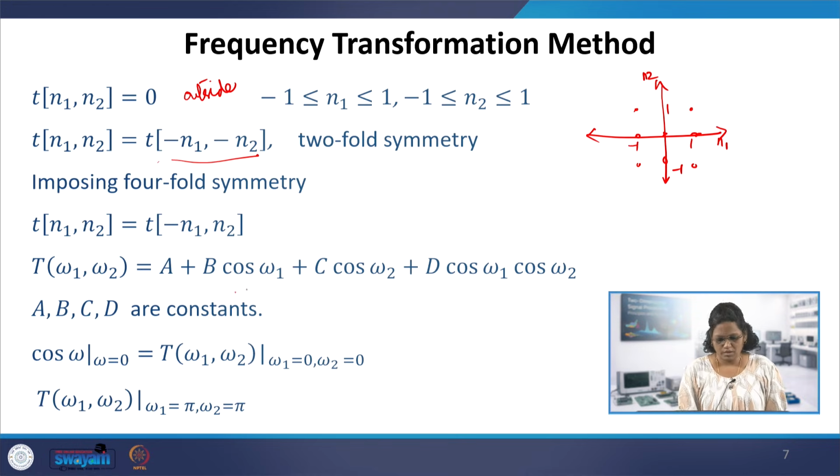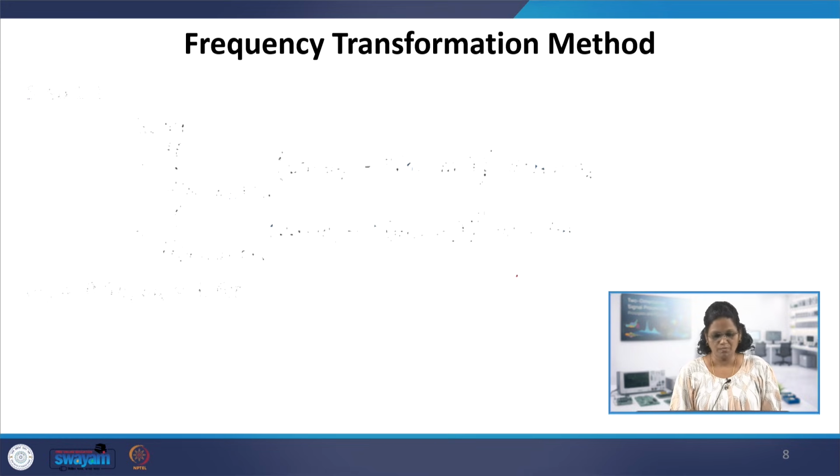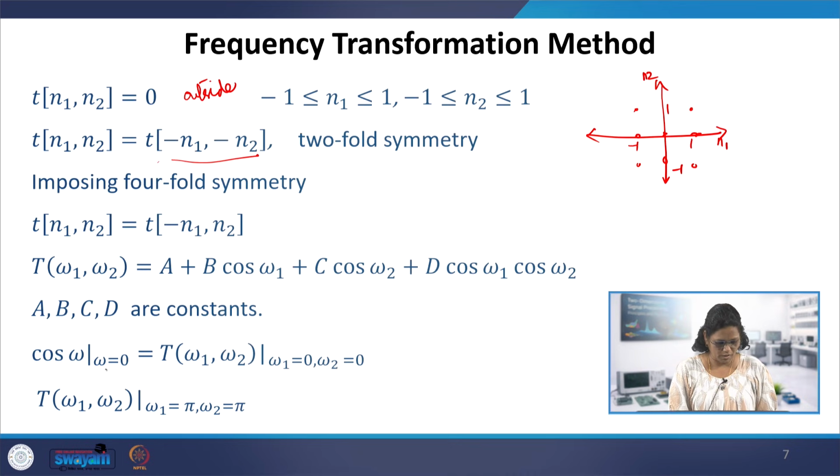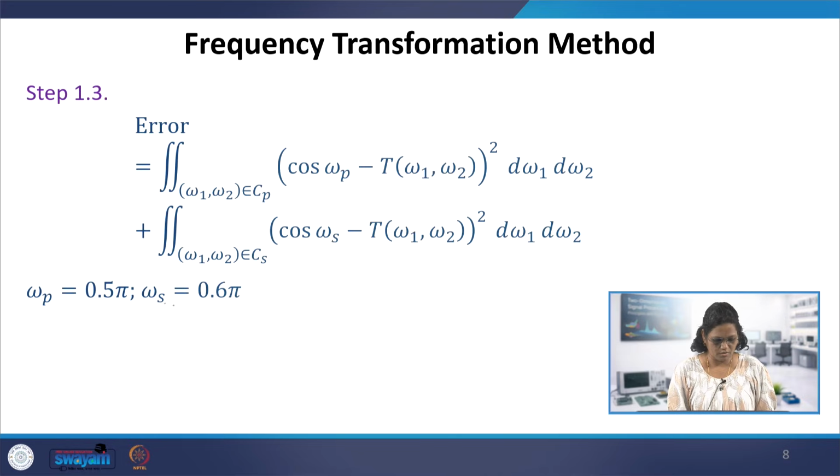So we get one equation for a, b, c, d, and the other equation can be obtained by imposing omega 1 and omega 2 equal to pi. So for T of omega 1 omega 2 with omega equal to pi, we can get the other equation as well. You keep using these equations, and there are 4 unknowns anyway. We impose the condition of omega 1 and omega 2 for various omega, and we can solve a, b, c, d. For imposing one more case, omega p, instead of 0, we can have omega p as 0.6 pi or 0.5 pi, and omega s. Then we can get the other constants as well.